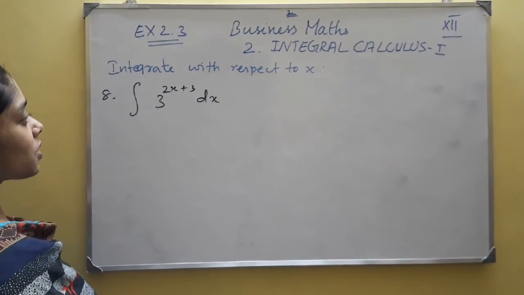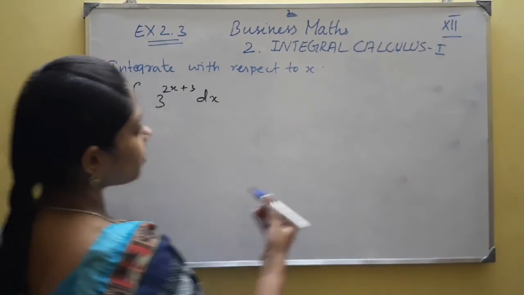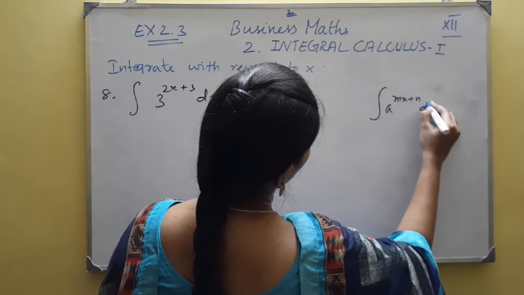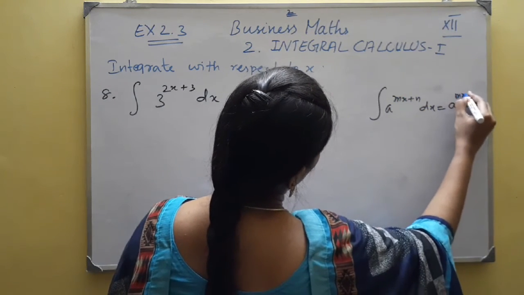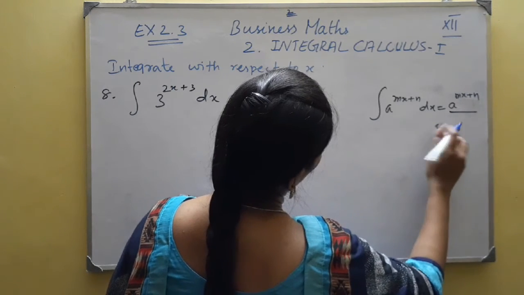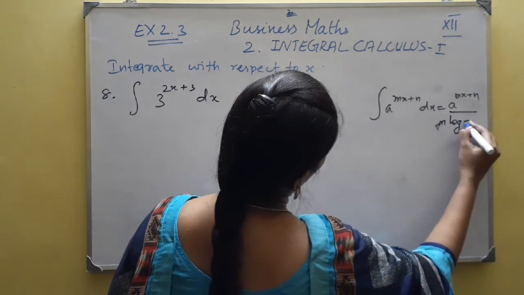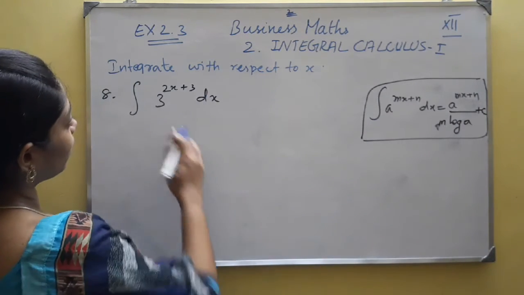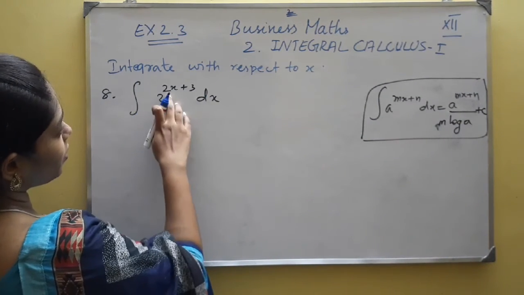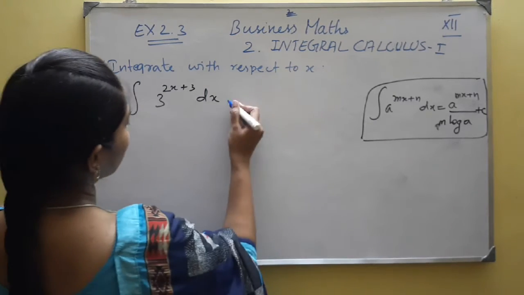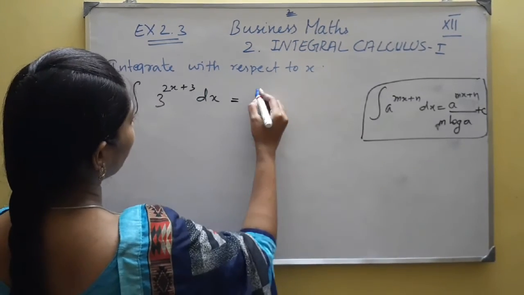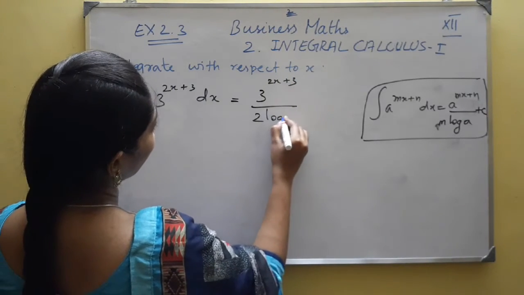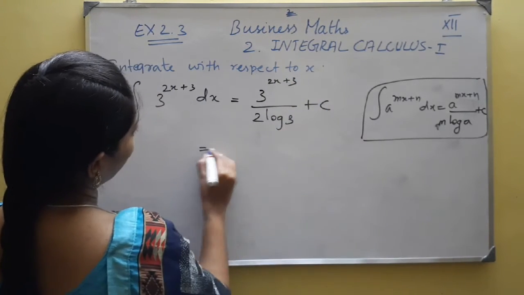Integrate 3 power 2x plus 3 into dx. This is based on the formula integral a power mx plus n into dx equal to a power mx plus n divided by m into log a plus c. Here a is 3, m is 2, n is 3. Using this formula, I can write 3 power 2x plus 3 divided by 2 into log 3 plus c.